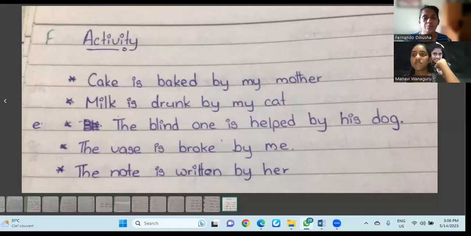Manavi, the vase is broken, Puta, not broke. Broke is past word. Okay, teacher. The vase is broken by me. The note is written by her.